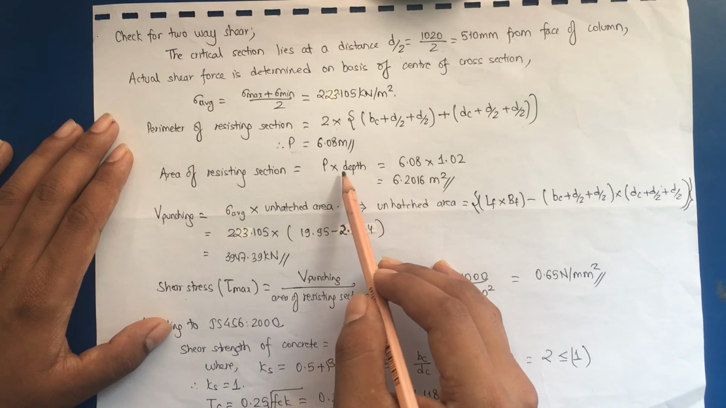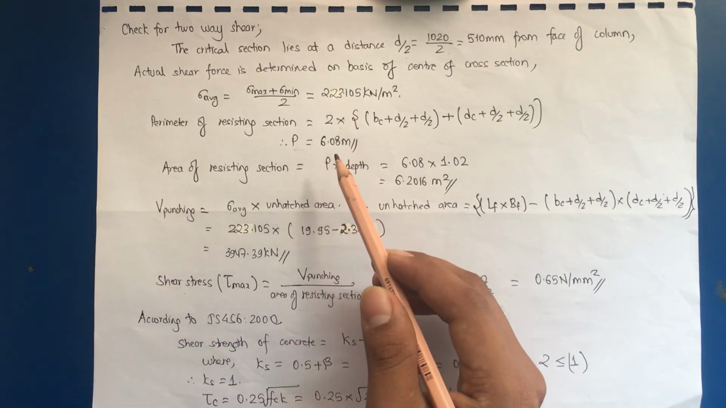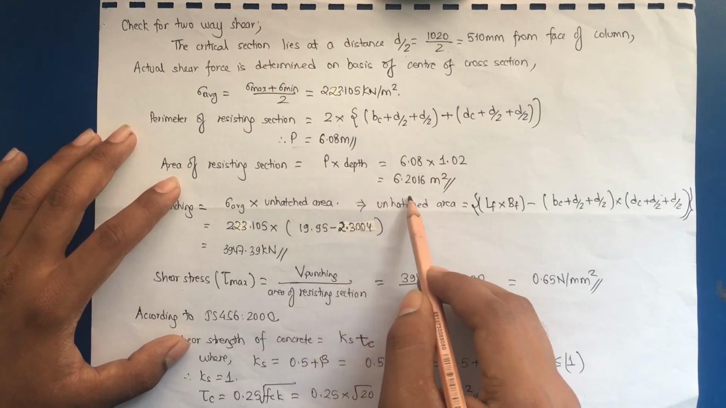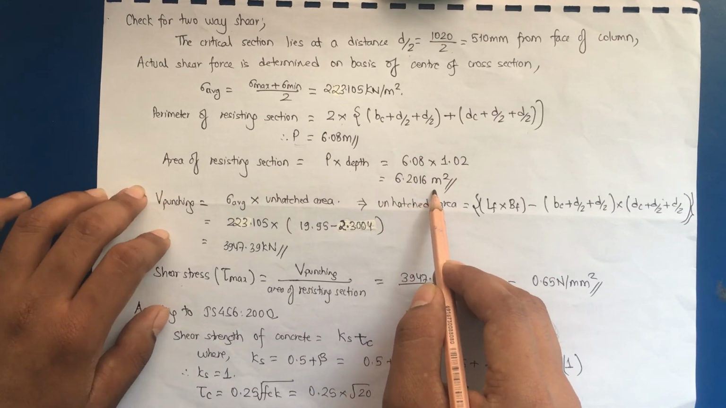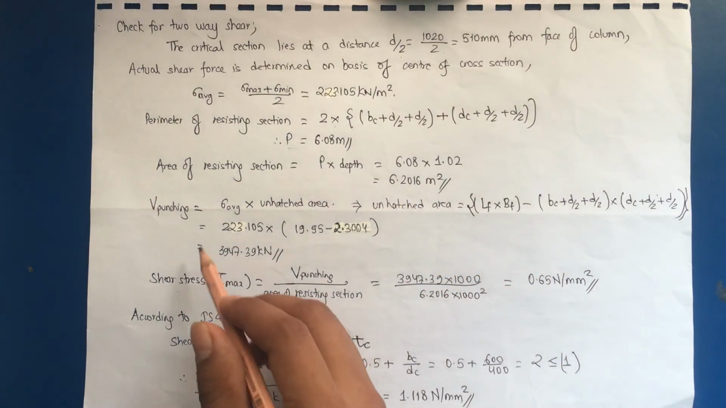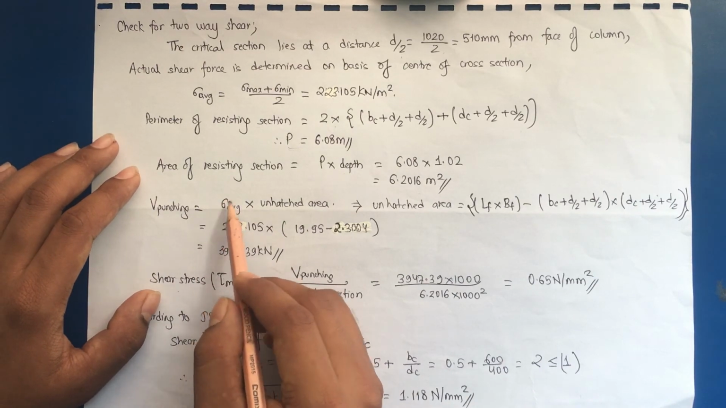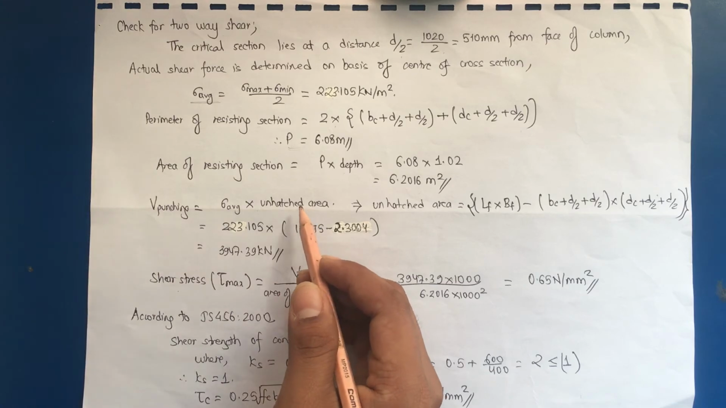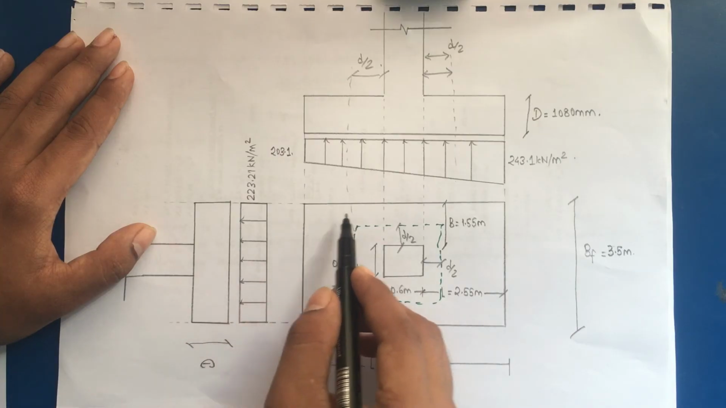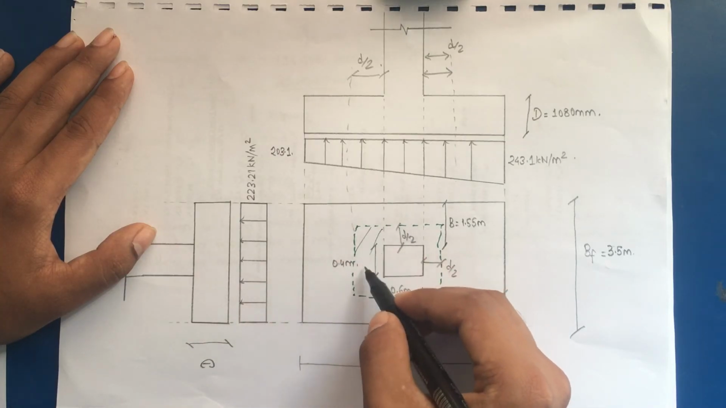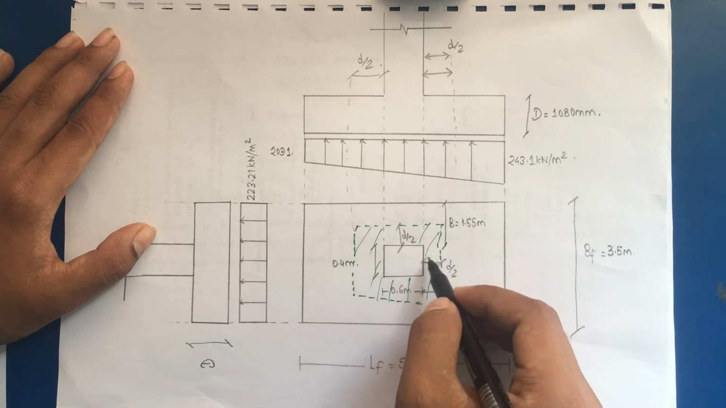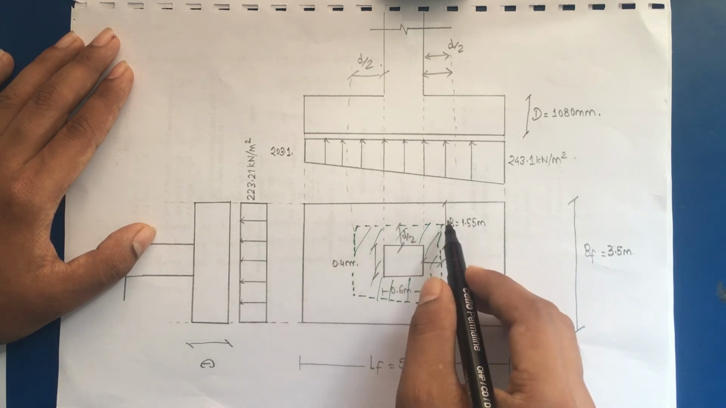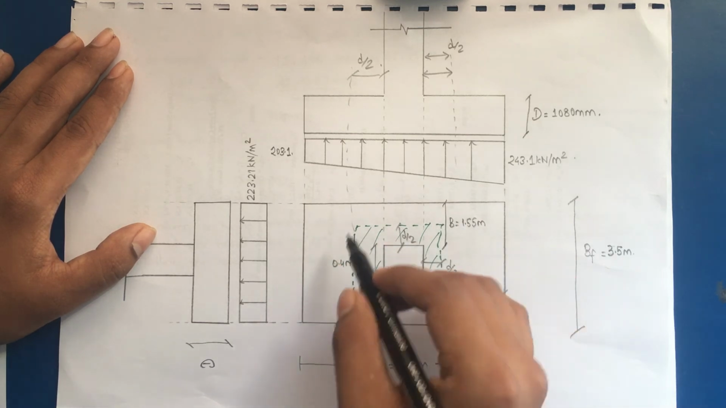So P into depth, that is the perimeter of the resisting section into depth, we get the area of resisting section as 6.2016 meter square. Two-way shear V punching is equal to sigma average, that is the value we have calculated, into unhedged area. Area of unhedged means, if you see here, this is the critical section and we have to find the area of the unhedged area or unhedged section.